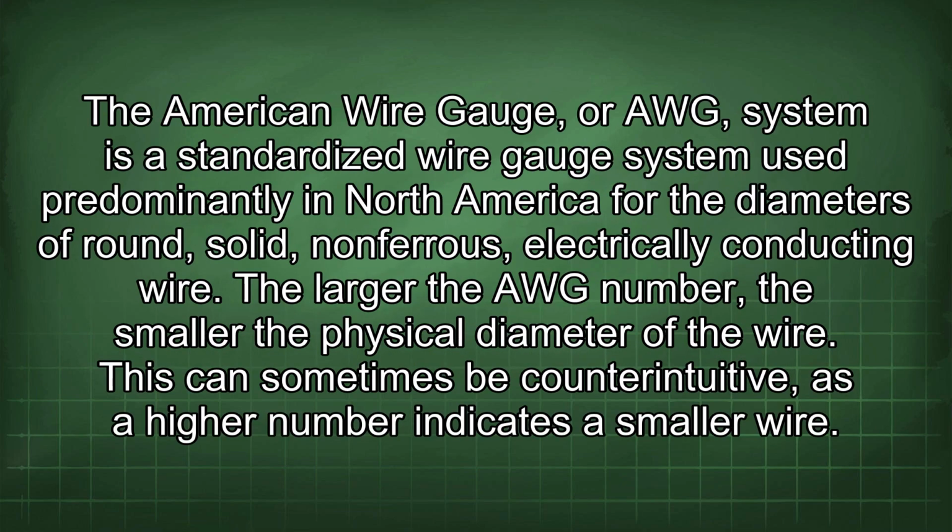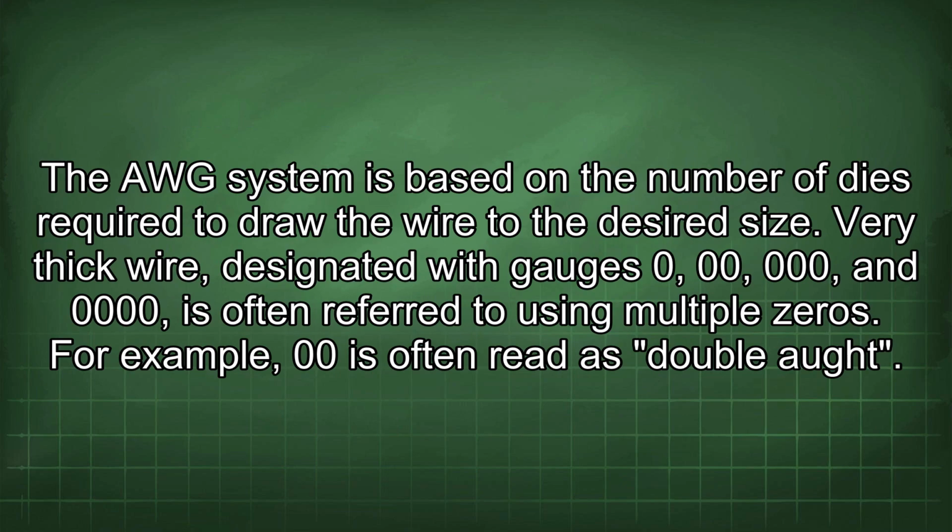The American wire gauge, or AWG, system is a standardized wire gauge system used predominantly in North America for the diameters of round, solid, non-ferrous, electrically conducting wire. The larger the AWG number, the smaller the physical diameter of the wire. This can sometimes be counterintuitive, as a higher number indicates a smaller wire. The AWG system is based on the number of dies required to draw the wire to the desired size.